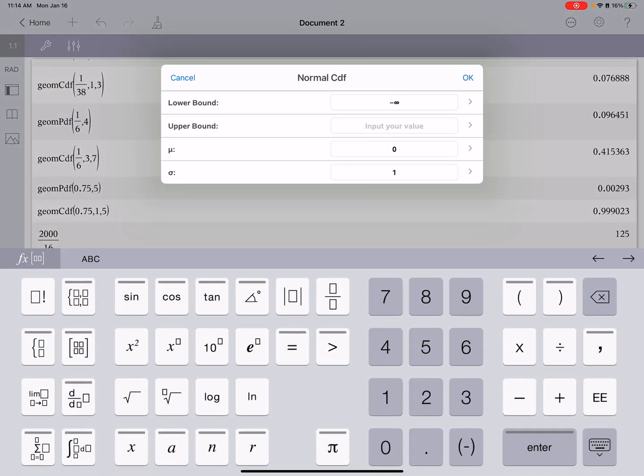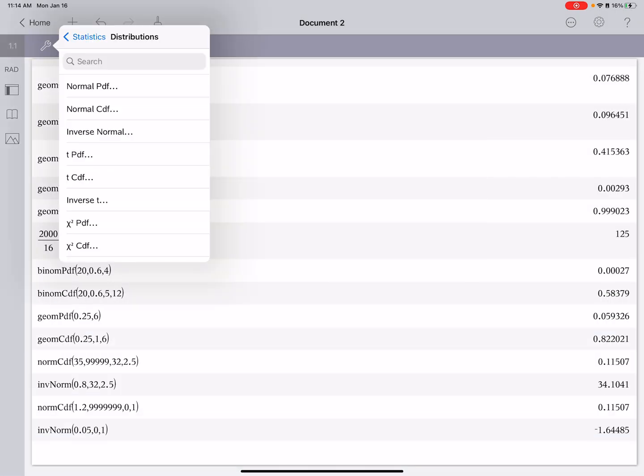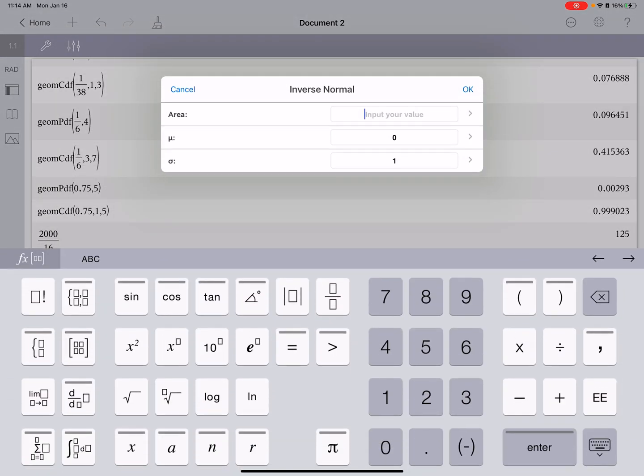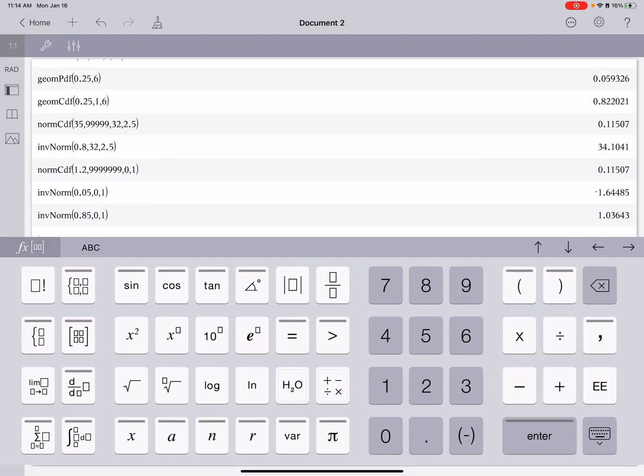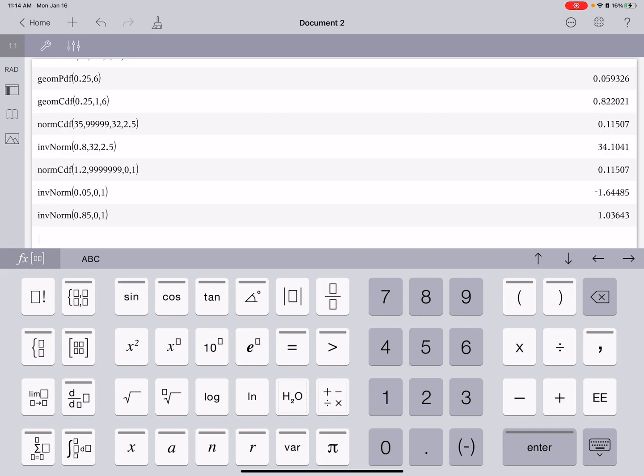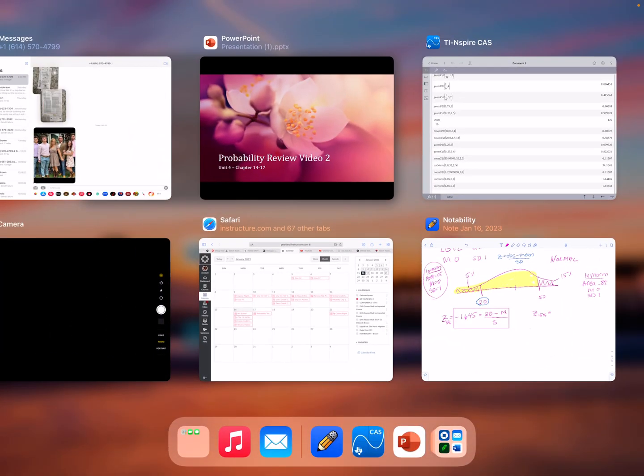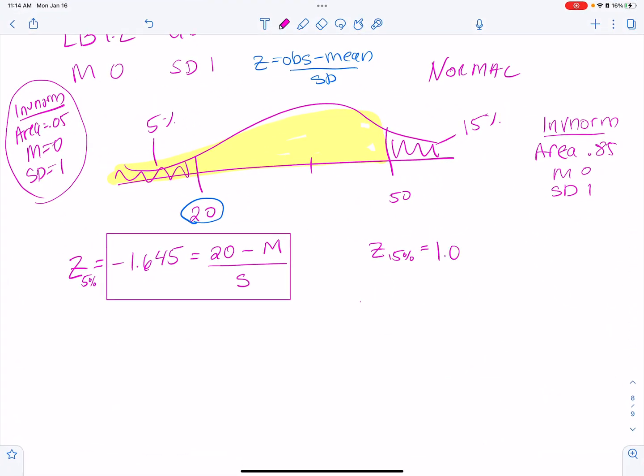Oh, I'm sorry, I'm on the wrong thing. I need to go to inverse norm. There we go. My z-score for 85%, with 0 and 1, is going to be 1.036 about. Obviously, if you round differently, you're going to get something a little bit different. So my equation is: observed value 50 minus mean divided by standard deviation.